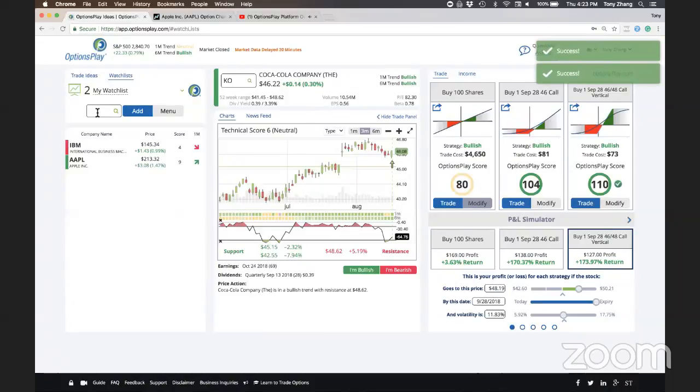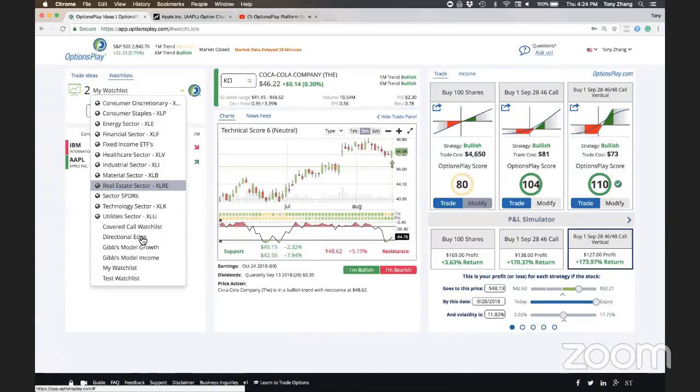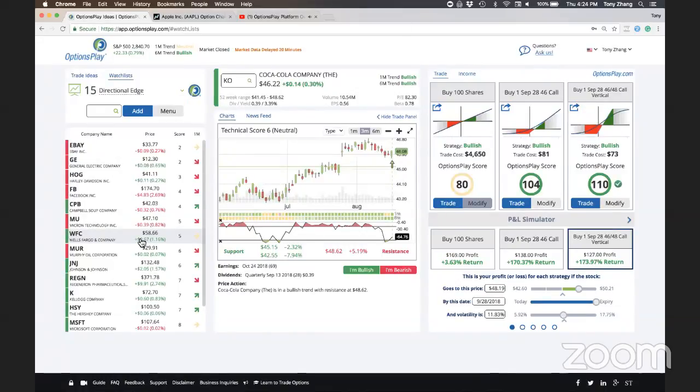So regardless of what type of trading that you do, whether you're looking for fresh ideas from us or you have your own pre-built watch list, you can do that very quickly using our watch list functionality. So that covers what symbols should you look at.